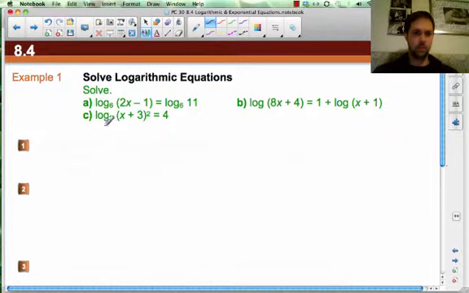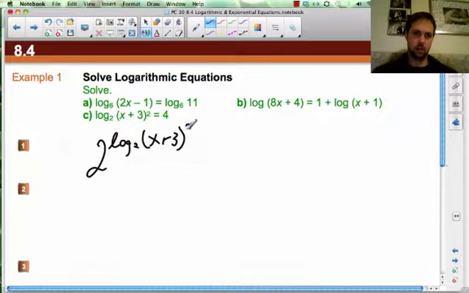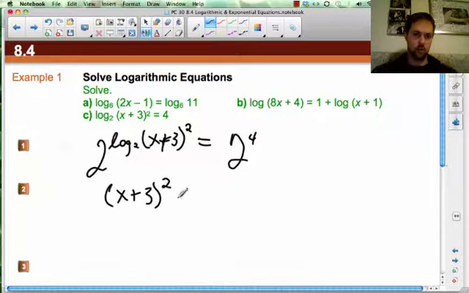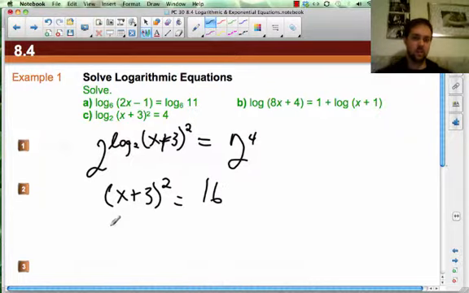Alright, so on to part C here. Log base 2 of (x plus 3) squared equals 4. Now, the first thing I would do is raise everything to the power of 2. So 2 to the power of log with a base 2 yields you whatever we were originally taking the log of. And then on the other side, we have 2 raised to the power of 4. So 2 to the power of log base 2 just leaves us with (x plus 3), that's a plus, not an r, squared equals 2 to the 4, which is 16.